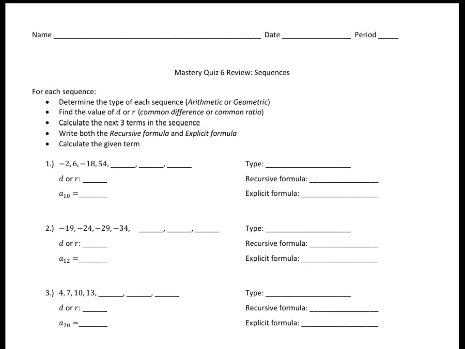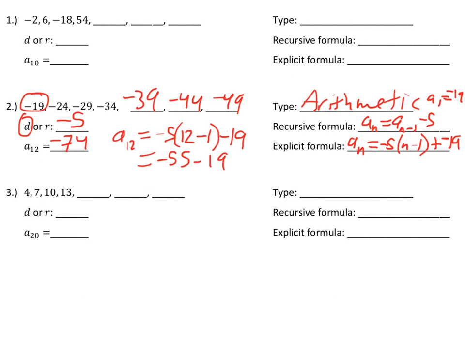Alright, time for the solutions for the odds on the Master Quiz 6, which is all about sequences. On number 1, I'm noticing a pattern of shifting between positive and negative.